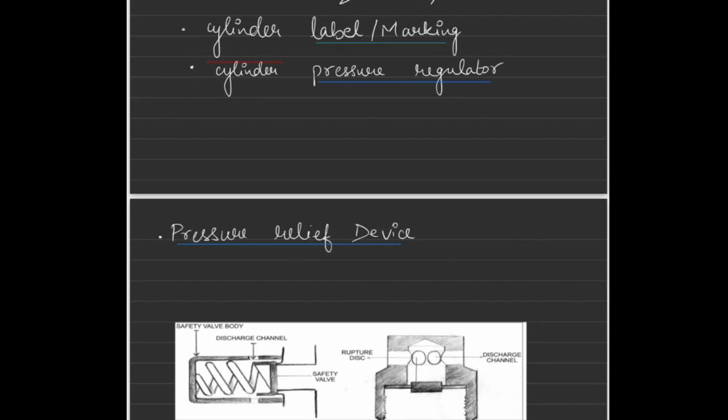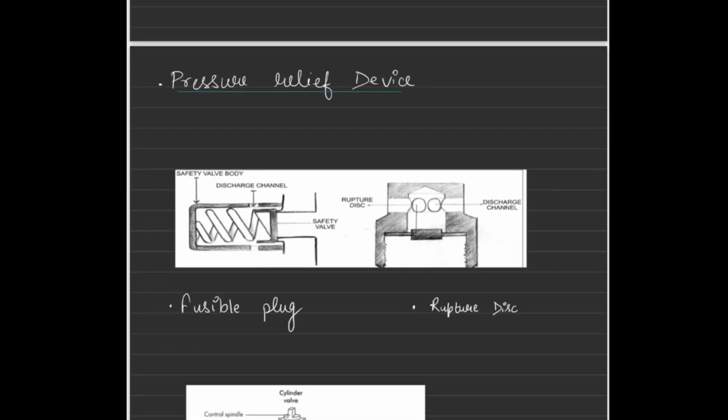Then we have pressure relief devices. What they do is they vent out extra pressure, extra gases into the atmosphere to prevent blasts of the cylinder due to sudden increases in pressure, which can be due to sudden increases in temperature or any other reasons. So the basic diagram of a pressure relief device is here.